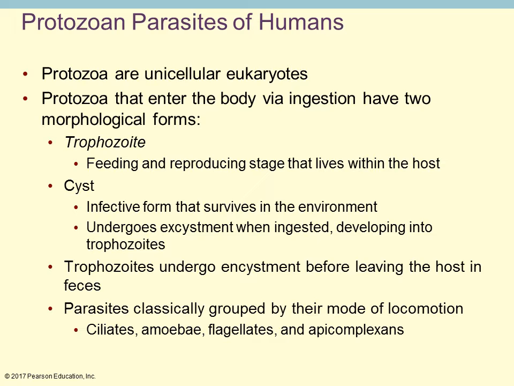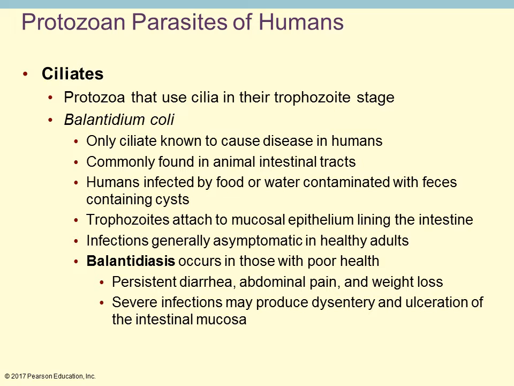Protozoan parasites are typically going to be grouped according to their mode of locomotion. We talk first with the ciliates. They will use, as the name implies, cilia to move. The only known ciliate that causes human disease is Balantidium coli. It's usually found in intestinal tracts of animals. Humans become infected when they've consumed contaminated food or water.